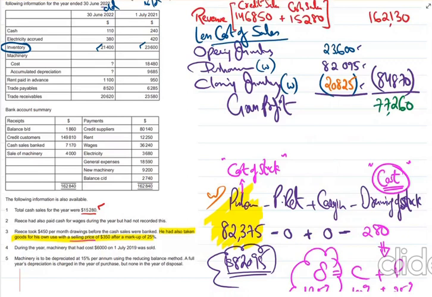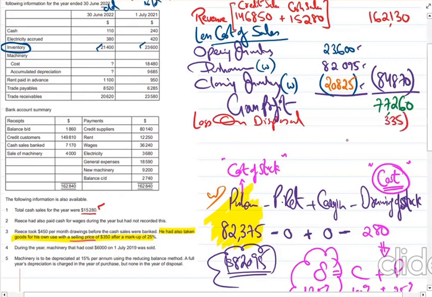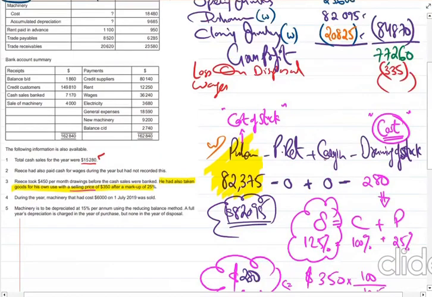One expense we already calculated. Remember, the loss on disposal and the wages as well. So we will take first them. 335 was loss on disposal, and wages. Can you help me with the number of wages? How much it was? 39 something. 2840 was the cash wages.